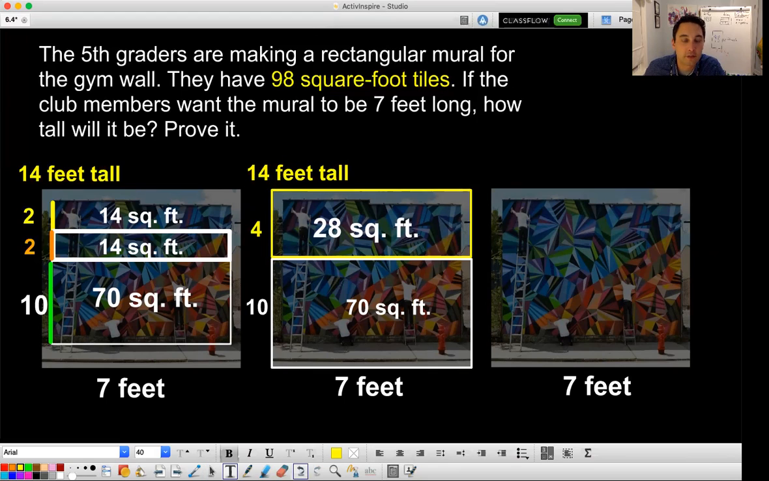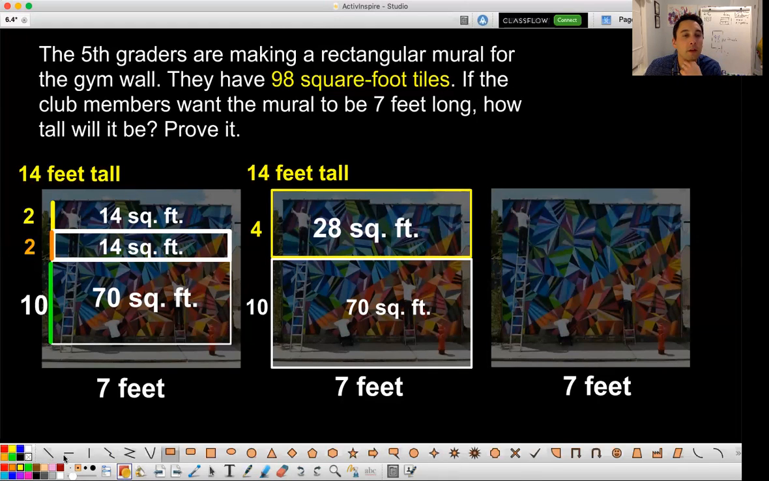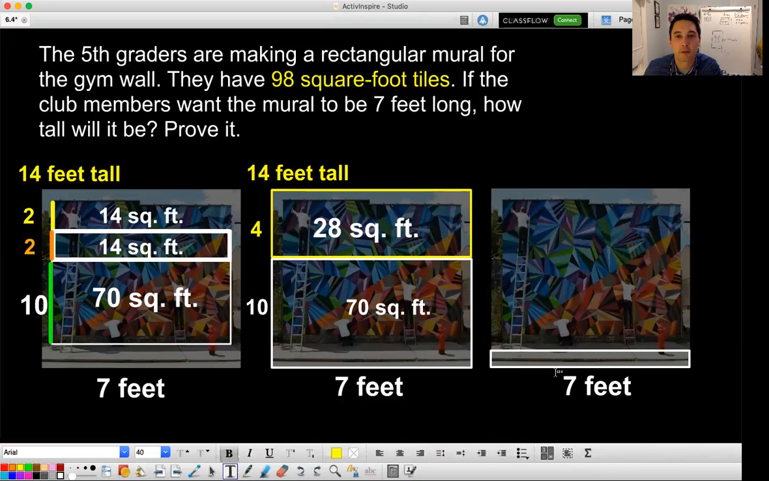Let's say 7s are not my favorite. 7s are kind of hard. They take me some time to remember. What I could do is I could totally break this down. 7 feet one time would be how many feet? That would give me 7 feet.